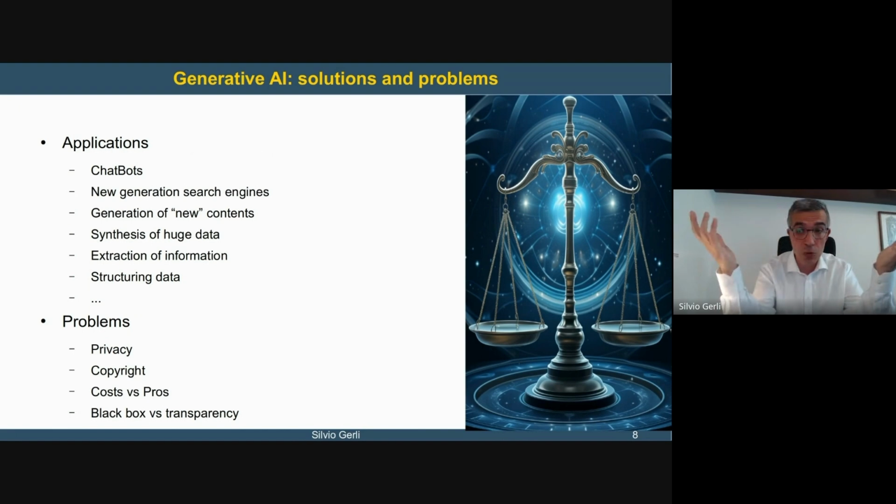A synthesis of huge data, we can use that. We can give the model a huge amount of data, and we will see that it could also be useful for risk. And it can extract a synthesis or particular information from unstructured data and so on.